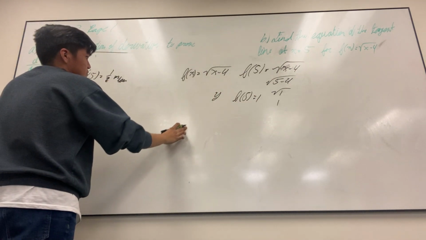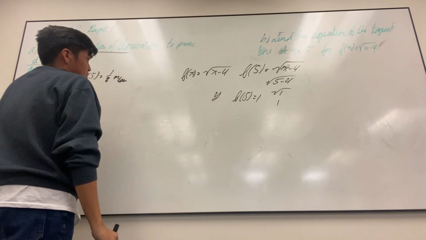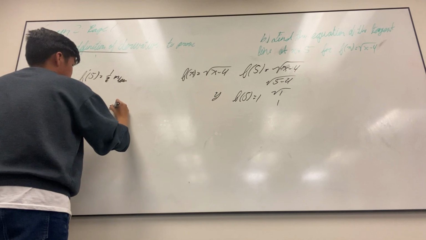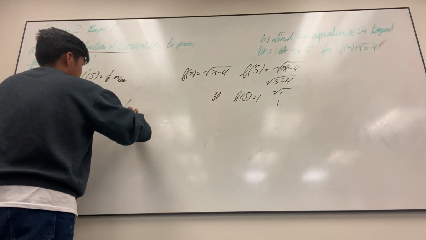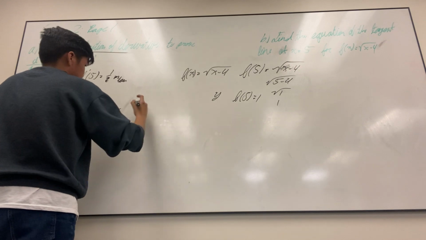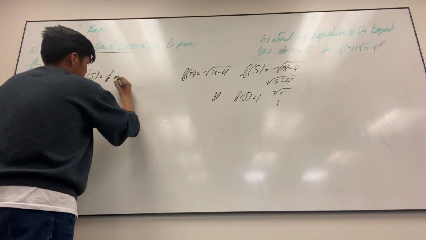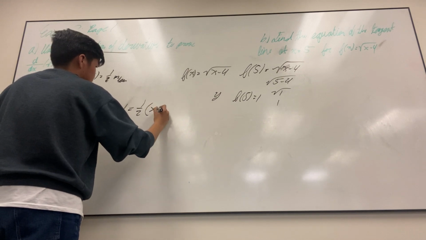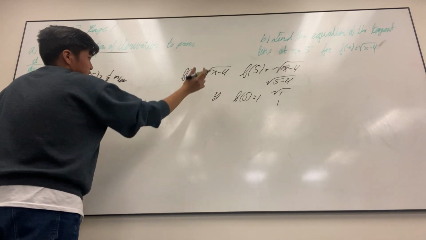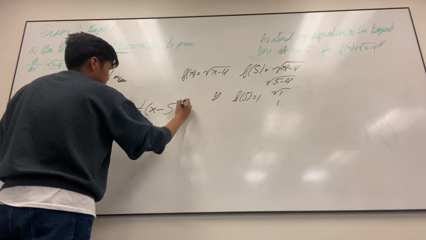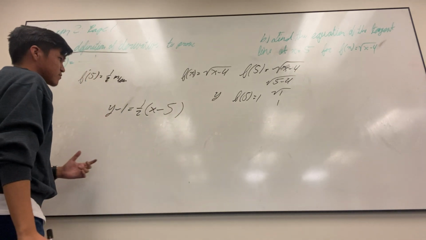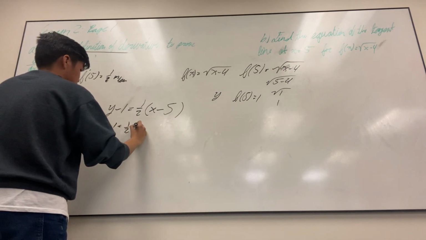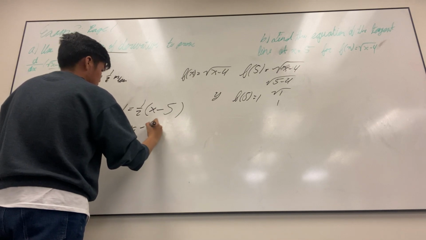Now we can plug this into point slope form. So we have a point and we have a slope, and we can put that into the point slope form, which is just y minus our given value, which is 1, is equal to the slope, which is 1/2, times x minus 5, since that's our given value. So now we can just simplify this function. So we have y minus 1 equals 1/2 x minus 5 over 2.